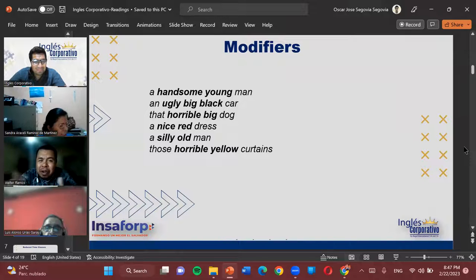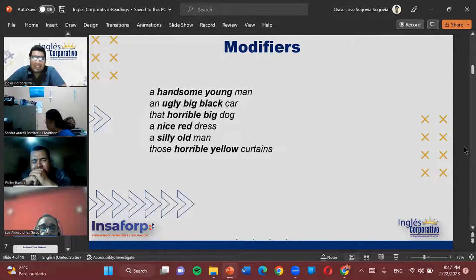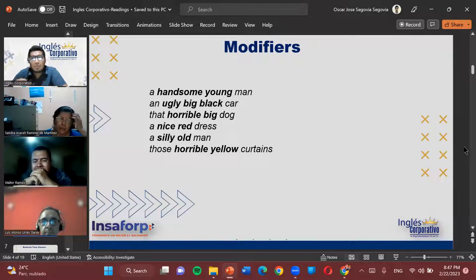If I talk with someone in English, I heard so weird when I say a big ugly black car. Would they identify my mistake or no? Yes, big ugly. They would, because the order in which they will say it is ugly big black car. Yeah, they would.